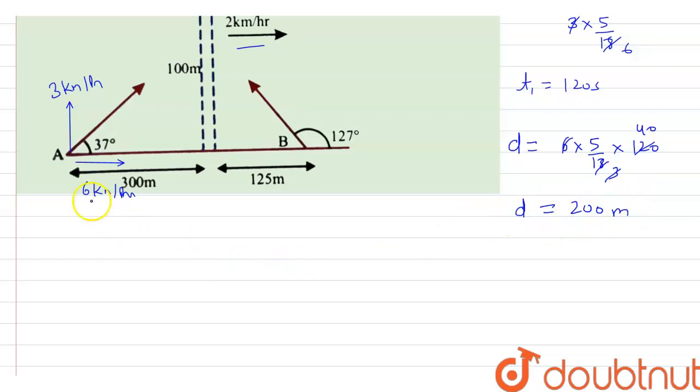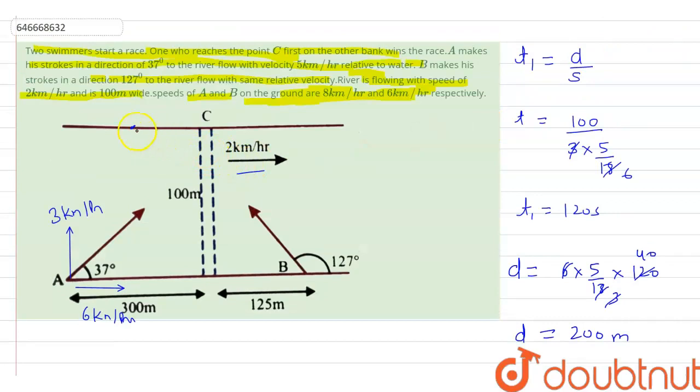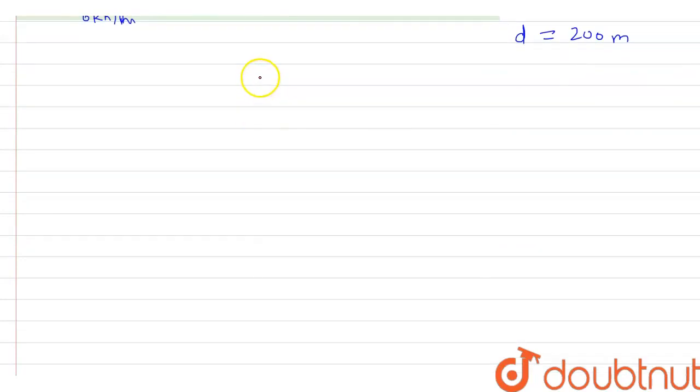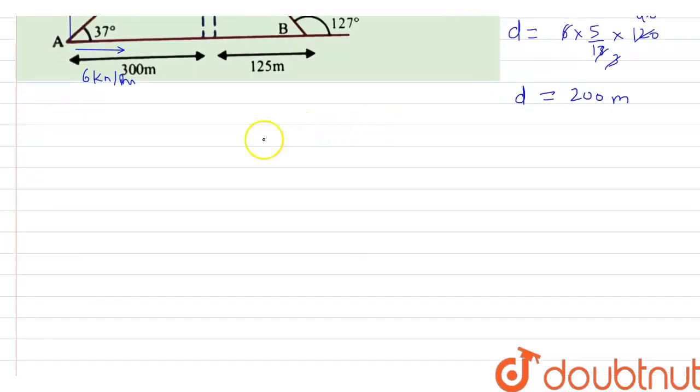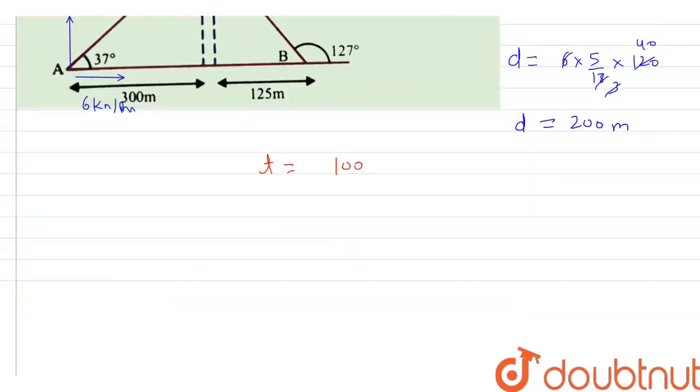That means it is still short of C by 100 meters, but in this time period he reaches the other side of the bank, right? Suppose he reaches here. Now what he does here is travel with the speed of 8 km per hour on the ground, and by that speed he covers the rest and reaches point C. Let's say this point is P. The time taken to reach from point P to C will be, since 200 meters is already covered, 100 meters here. So time will be equal to 100 meters upon the speed on the ground, that is 8 km per hour.